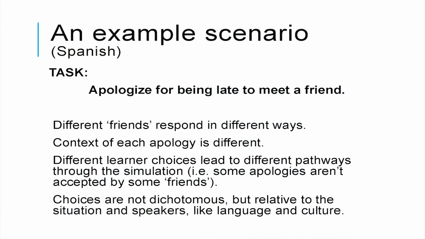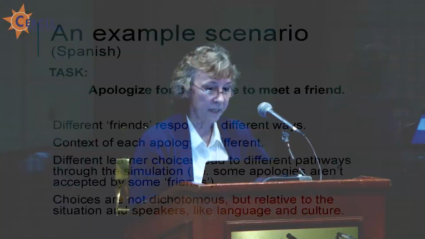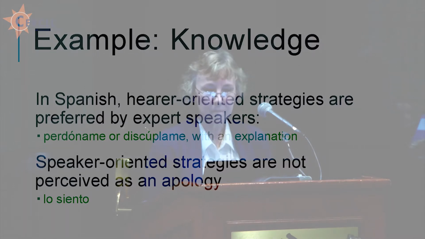I've been kind of hinting at them as we've gone through this, but we'll take just this one example scenario from Spanish. The task for the learner in this scenario is to apologize for being late to meet a friend. Keeping in mind that different friends respond in different ways, the context of each apology is different. Different learner choices lead to different pathways through the simulation. Some apologies won't be accepted by your friends. And choices are not dichotomous, but relative to the situation and speakers, just like language and culture always is.